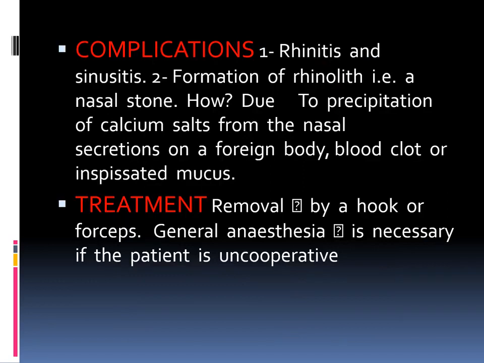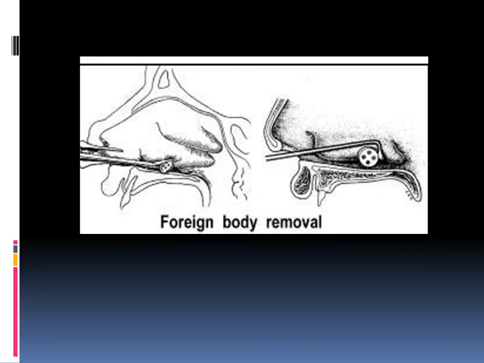What are the complications of a foreign body? What happens if you just leave a foreign body? Rhinitis and sinusitis, of course. Formation of a rhinolith. What's a rhinolith? A rhinolith is a nasal stone. There will be a precipitation of calcium salts from the nasal secretion on a foreign body, blood clot, or inspissated mucus. The treatment is removal by a hook or forceps. General anesthesia is necessary if the patient is uncooperative. Here is removal of a foreign body using a hook.